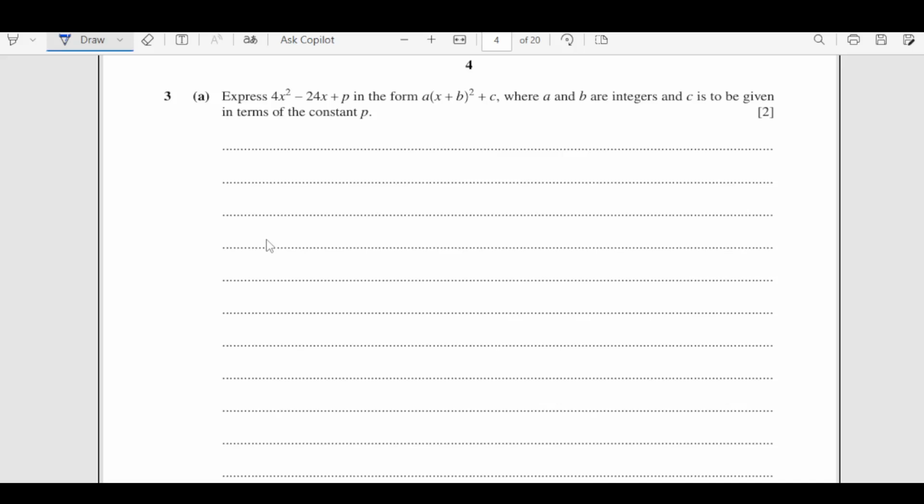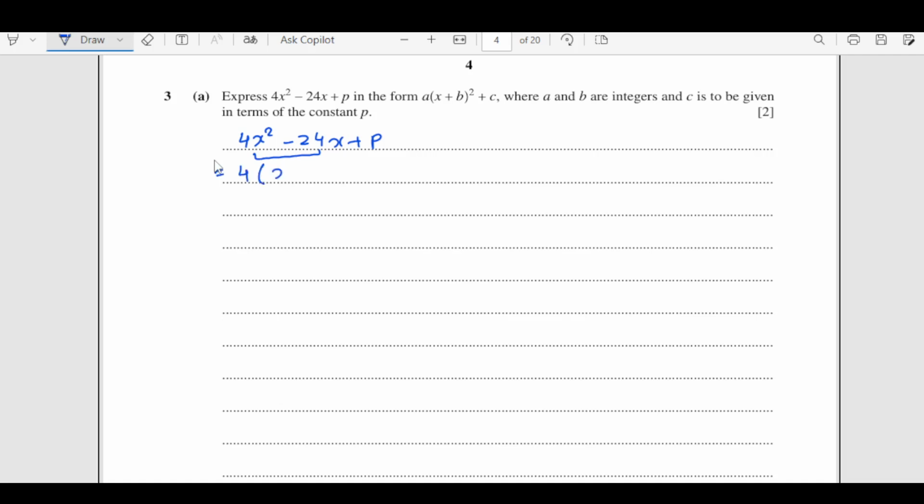Now question number 3: express 4x squared minus 24x plus p in the form a(x plus b) whole squared plus c, where a and b are integers and c is given in terms of the constant p. So we are going to write it in the squared form. I'm taking 24x plus p, and I will take 4 out of this.